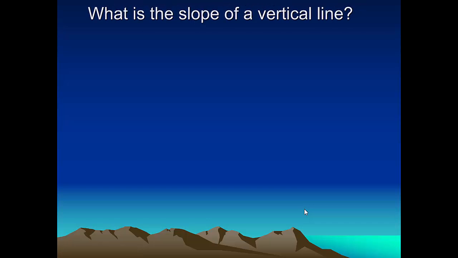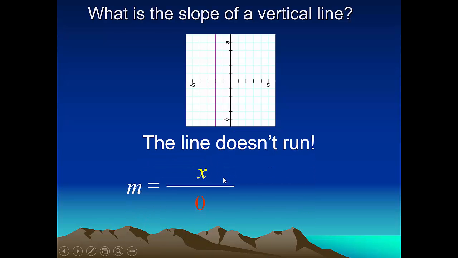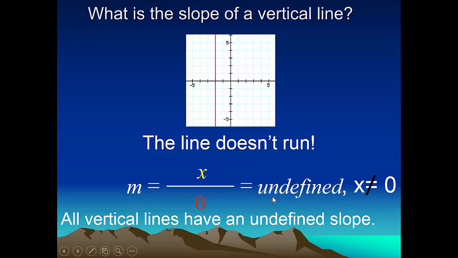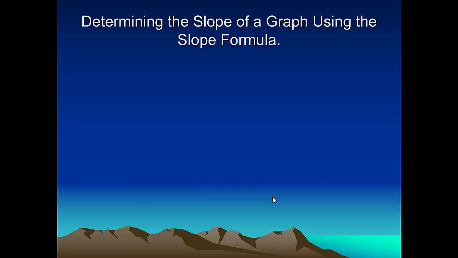It says, what is the slope of a vertical line? We went over that before. Remember the bike rider, riding up or down. You know that we don't have a run, and so we know that this will give us a value over 0, which will be undefined. And of course, x cannot equal 0. And remember, all vertical lines have an undefined slope. Now we move on to the next slide.